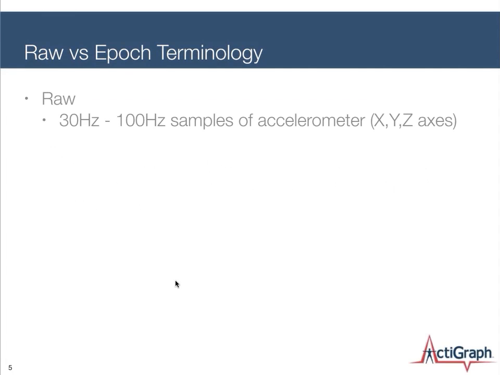Just as a review, when I say raw data today, I'm referring to the 30 to 100 hertz samples of accelerometer axes on our devices. So if you own one of our devices and you were to remove the casing and look at that device, you would see an accelerometer on that device. That accelerometer produces a digital output that we then sample and store at a variable rate based on what you configure in ActiLife, typically between 30 and 100 hertz. And so that's the raw data that we're talking about.